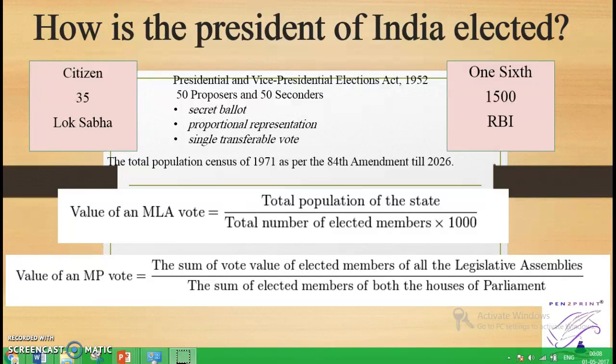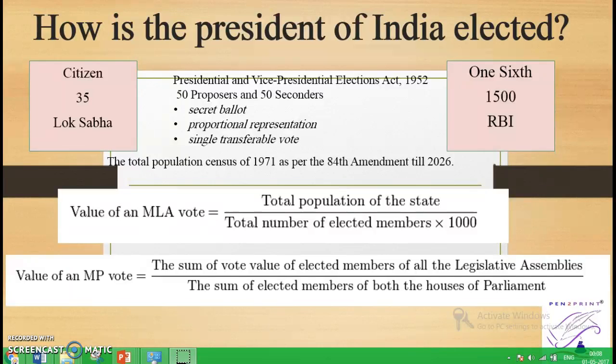Who can contest the election of the President? Any person can contest the election to the post of President, but the Constitution has provided some guidelines. In the Constitution there were no restrictions, but the President and Vice President Election Act 1952 proposed that there should be 50 proposers and 50 seconders. Only then is a candidate eligible to contest the election.